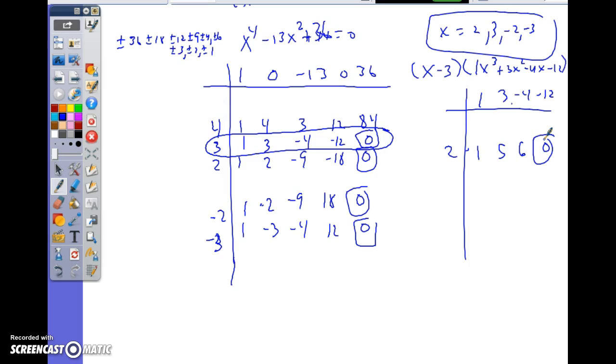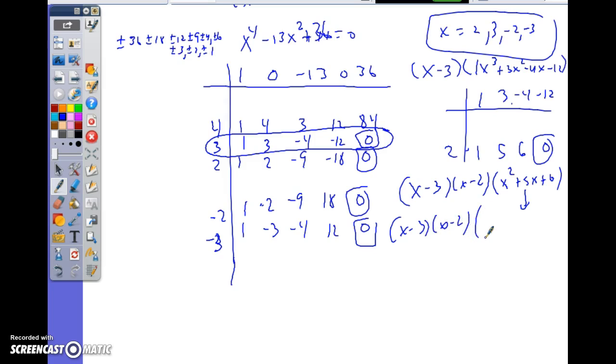And so now I know what? My factors are x minus 3, x minus 2, and x squared plus 5x plus 6. With me so far? Now I'm just going to factor that one there. That should be a plus 5, shouldn't it? Oh, yeah, it should be a plus 5. Good? So then it's x minus 3, x minus 2.